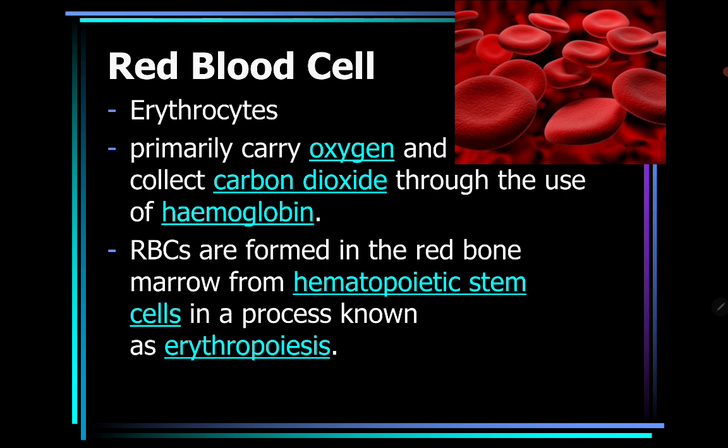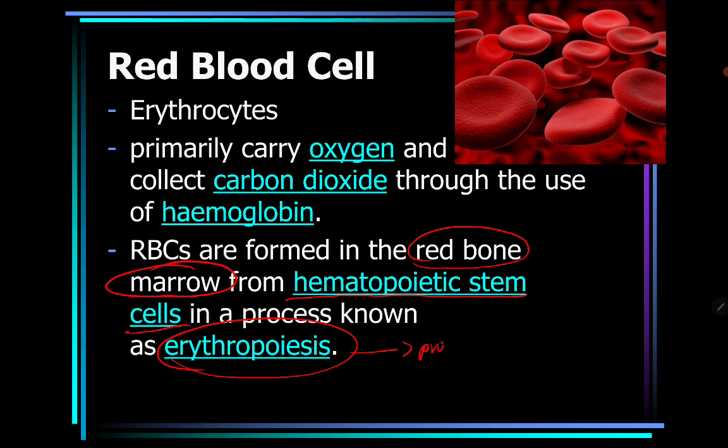So RBCs are formed in the red bone marrow. Take note, RBCs or red blood cells are formed in the red bone marrow from the hematopoietic stem cell through the process of erythropoiesis. Again, erythropoiesis is the process of RBC formation. In adults, about 2.4 million RBCs are produced each second.